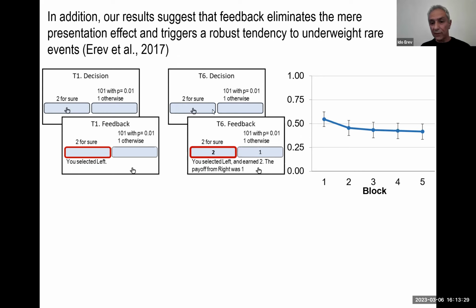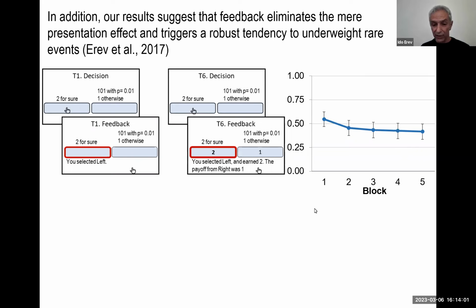But immediately after they start getting feedback, starting at trials 7 and 8, in the second block of 5 trials, the probability of selecting changes. They start behaving as if they underweight rare events. In the last 5 trials, they select the option 60% of the time, and they behave as if they underweight rare events. They don't exhibit the overweighting of rare events anymore.